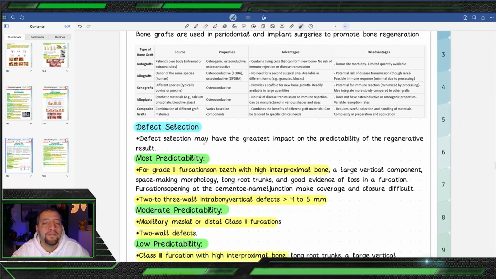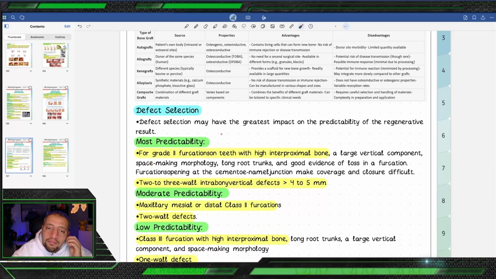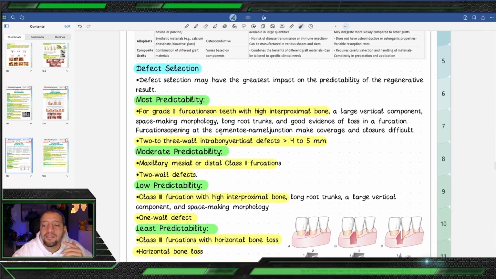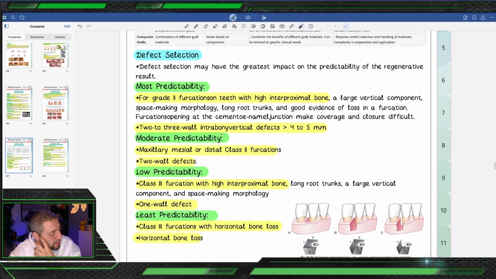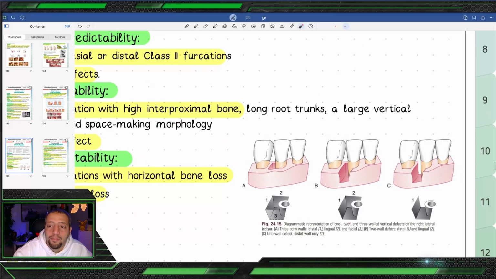Okay, so how about defect selection? We said it has some requirements or some indications. Can it be used everywhere? Yes. Periodontists love to use it everywhere, thinking they are a magician, where they can have the bone come up in a horizontal direction. So let me explain how we classify the bone defect.